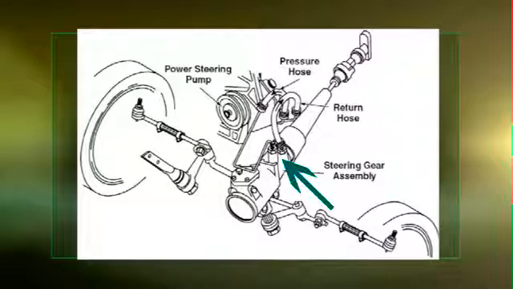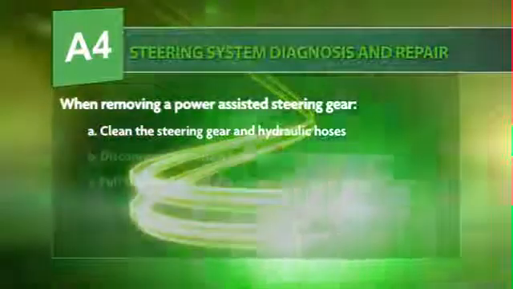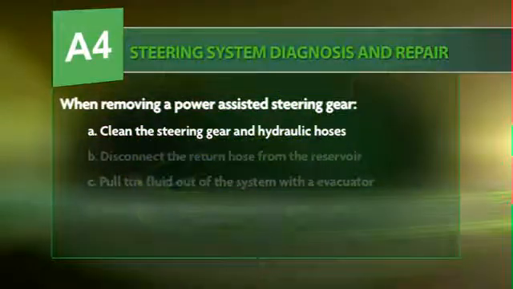So clean this all up with some brake clean or degreaser or something like that. Blow it off with shop air, and now you've got clean fittings. It's the same as in a fuel system, before you take things apart. It makes life a lot easier and avoids the comeback. So the correct answer to this question would be A, clean the steering gear and hydraulic hoses.